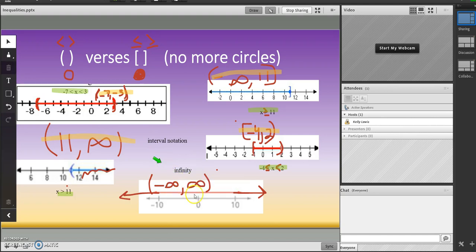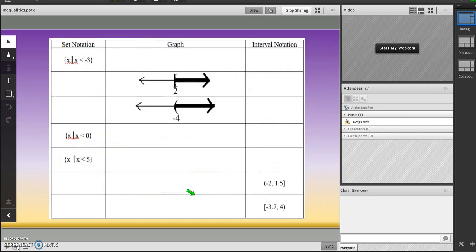So basically on this number line, it can be any number. Let's get some more examples.